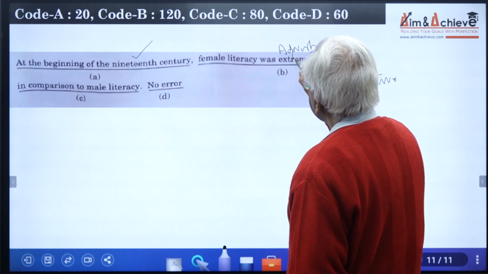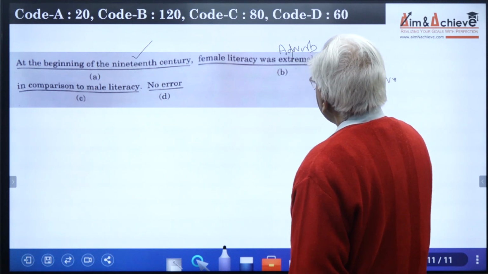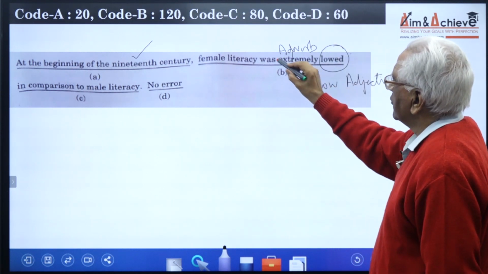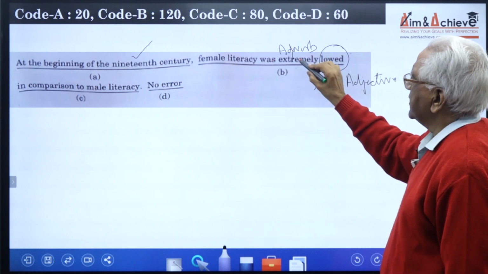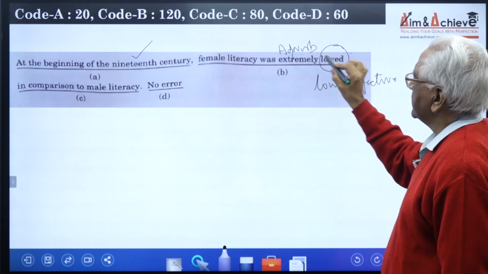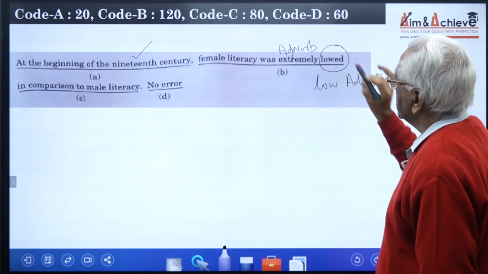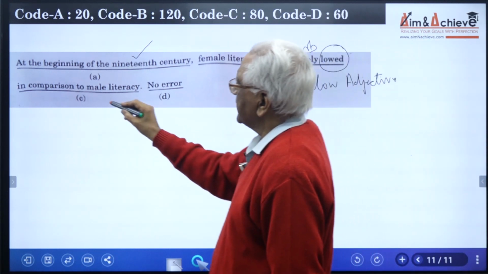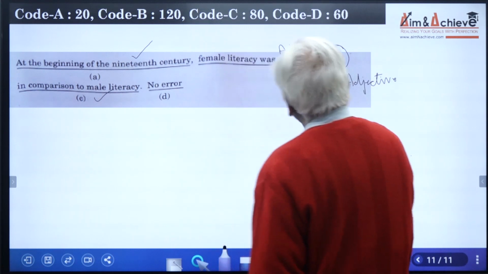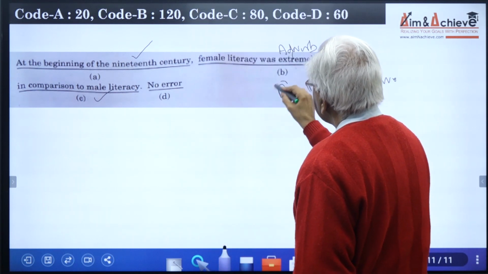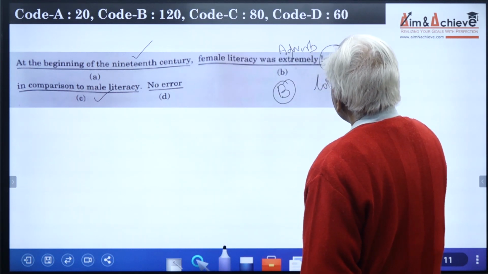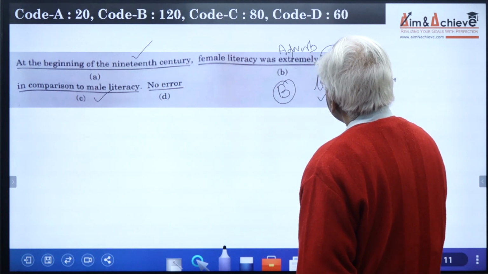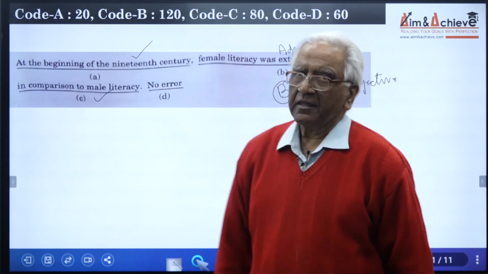So that means was extremely low. This pattern is absolutely right. Was is the state verb, and here he is talking of the complement, extremely low. There is no word as load. In comparison to male literacy. This part is also right. That means the error is in part B. We should replace load by low, and the sentence will be correct.